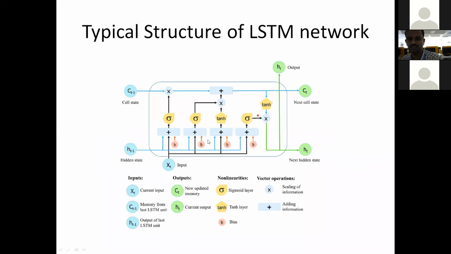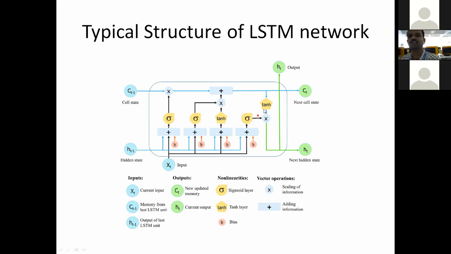You have bias B. And what is X here? It is the scaling information parameter. And this is the adding information parameter. So the scaling information parameter you have here, here, and here. CT-1 is the memory from the last LSTM unit. XT is the input and HT is the output. You can see all these things are not available in RNN.